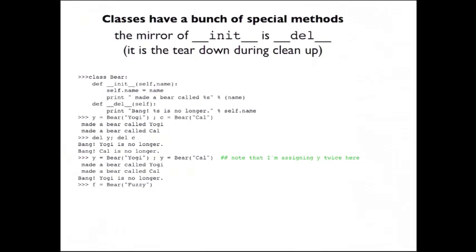Now, would that happen also if you put like Y equals 2? If I said Y equals 2, all of that would be the same. That's correct. Except I wouldn't do the middle one. It wouldn't have made a bear called Cal.